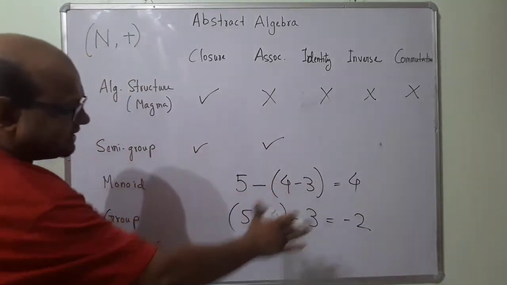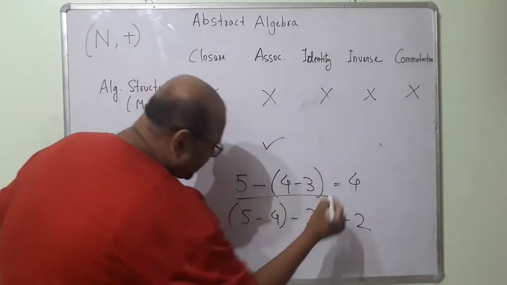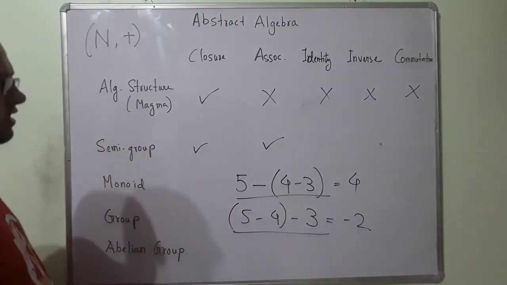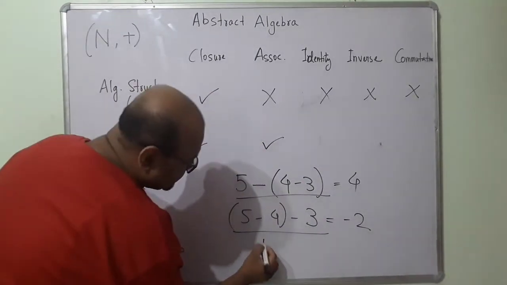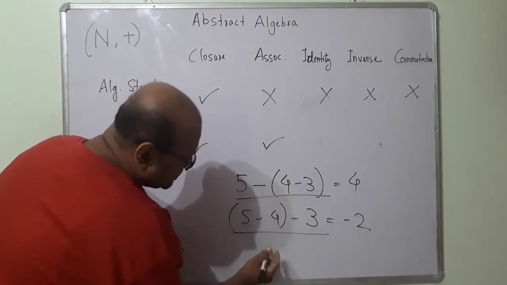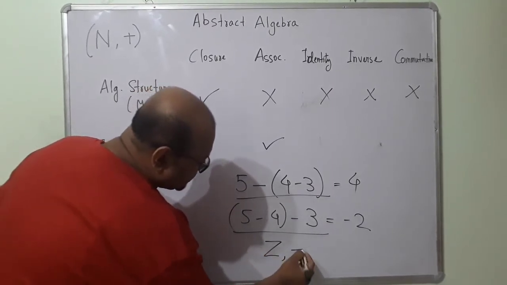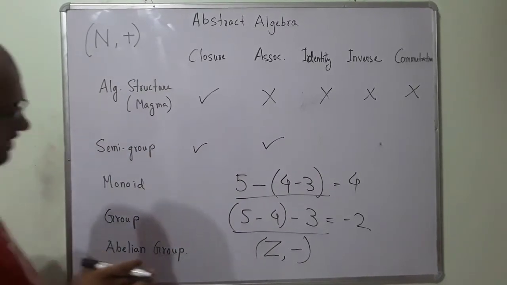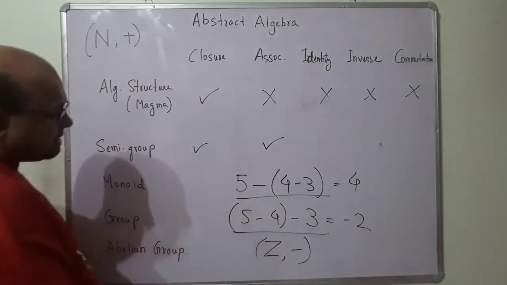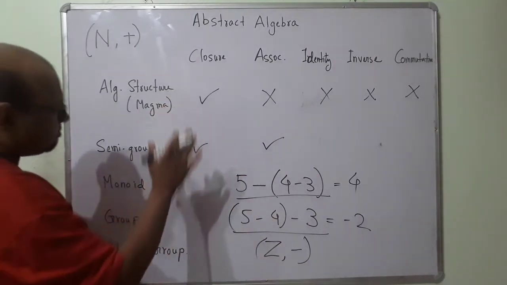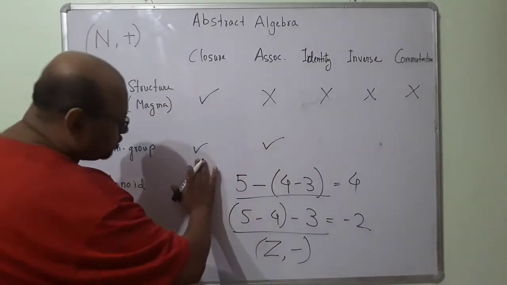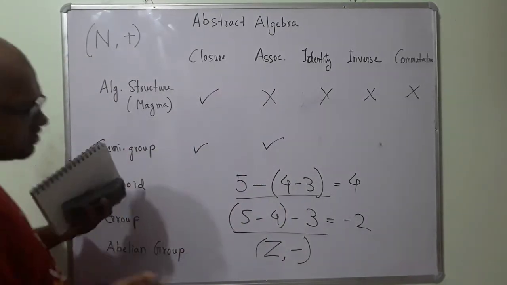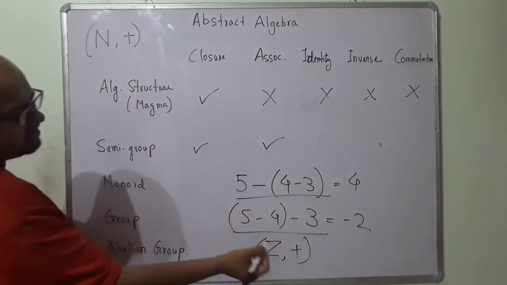So I can see that this is right associative, this is left associative, and both of them are not equal. So the set of integers under this minus operation is a magma because it is closed, but it is not a semigroup because although it is closed, it is not associative.